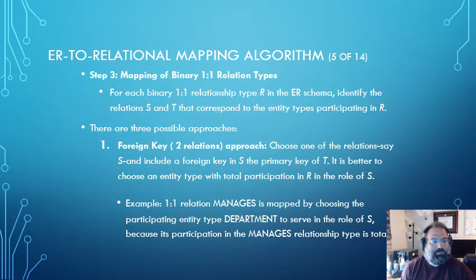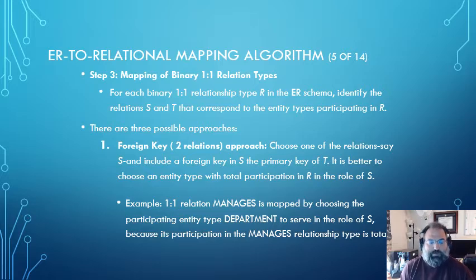Step 3, mapping of binary one-to-one relation types. For each binary one-to-one relation type R in the ER schema, identify the relations S and T that correspond to the entity types participating in R. There are 3 possible approaches. One is the foreign key approach, where 2 relations are used. Choose one of the relations, say S, and include a foreign key in S, the primary key of T.